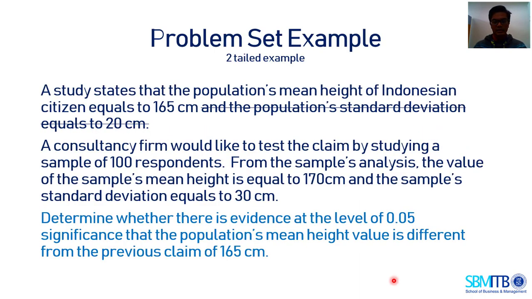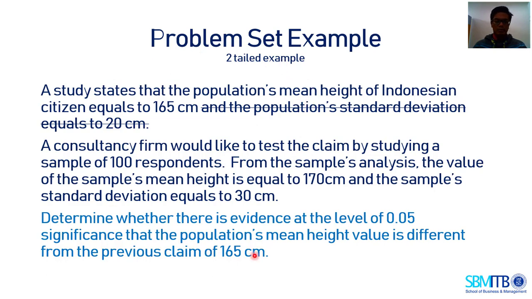Note that here we use the same problem set as the previous one, but the information concerning the population standard deviation is wiped out. So we have the information only concerning the population's mean, which is realistic because normally people only have a rough estimation concerning the population's mean without ever considering the population standard deviation.